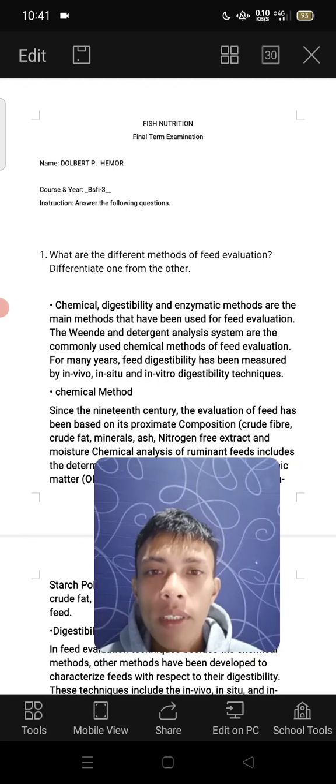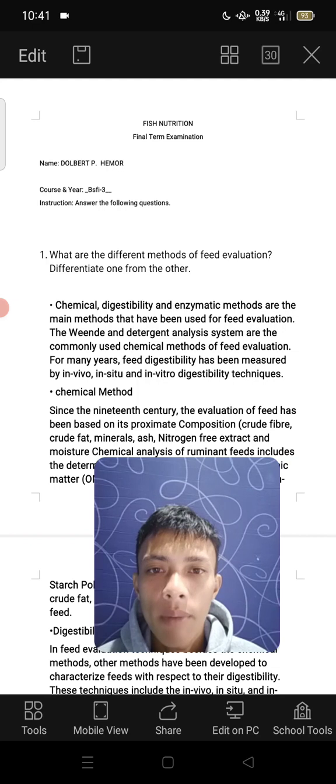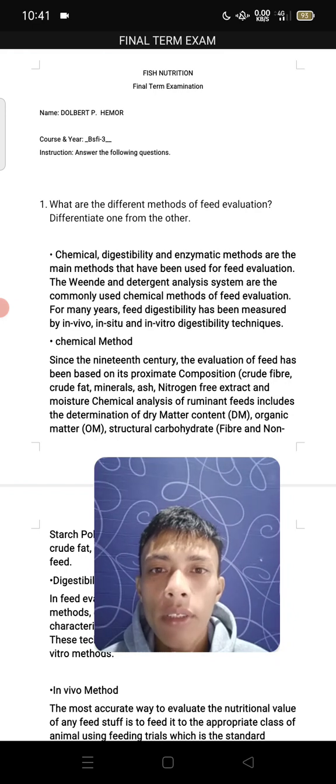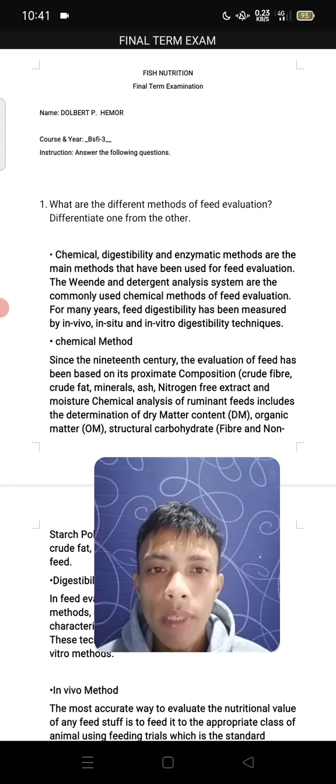Number 1. What are the different methods of feed evaluations? Differentiate one from the other. Chemical, digestibility, and enzymatic methods are the main methods that have been used for feed evaluations. The Weende and the detergent analysis systems are the commonly used chemical methods of feed evaluations. For many years, feed digestibility has been measured by in vivo, in situ, and in vitro digestibility techniques.